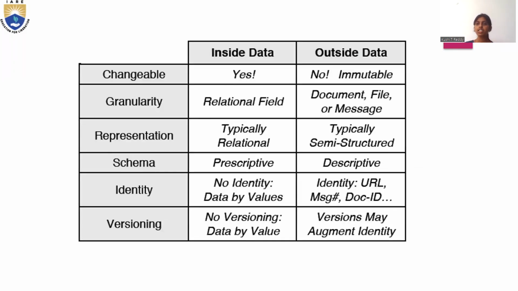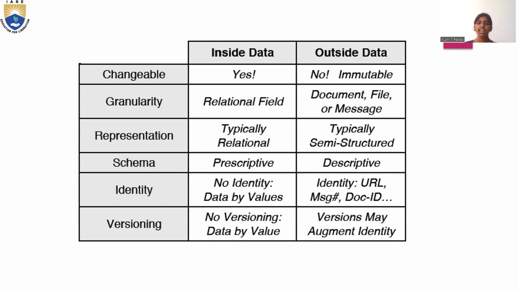There are other parameters where we can differentiate data inside and data outside. Changeability: inside data is changeable, outside data is immutable. You cannot make changes. Granularity: inside data has a relational feel, while outside data has messages, documents, such kind of feel. Representation: generally inside data is typically relational, whereas outside data is typically semi-structured. Schema: inside data uses prescriptive schema, whereas outside data uses descriptive schema.